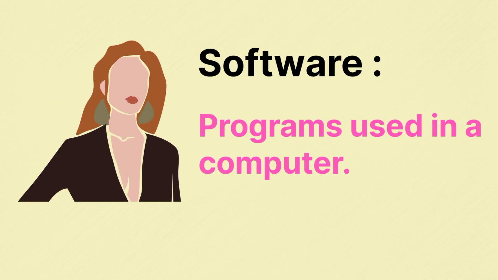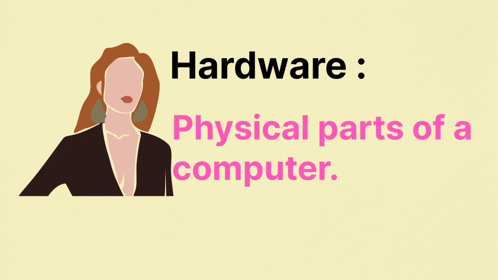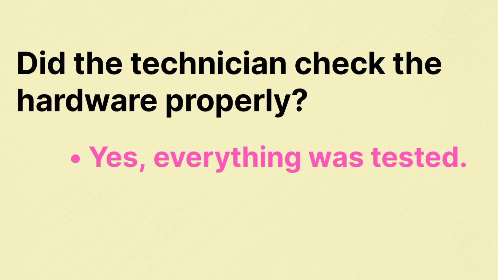Software. Programs used in a computer is known as software. For example, did you update your software today? Yes, I installed the new version. Hardware. It means physical parts of a computer. For example, did the technician check the hardware properly? Yes, everything was tested.